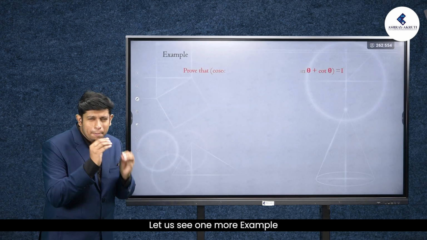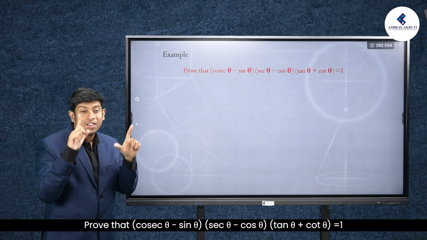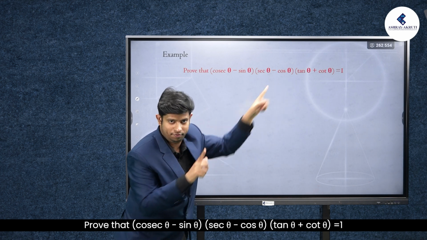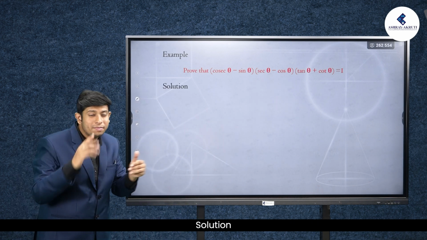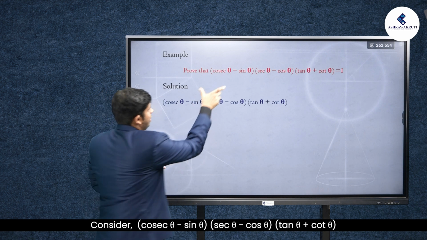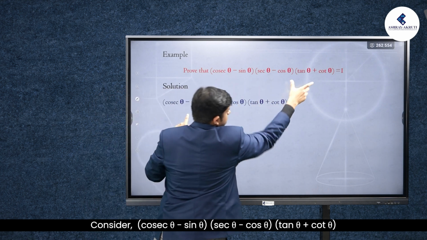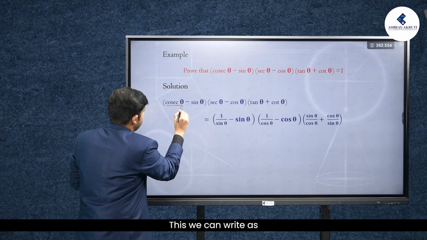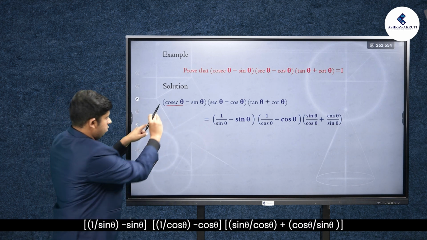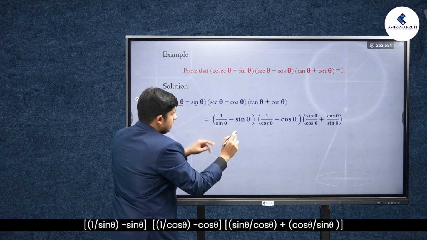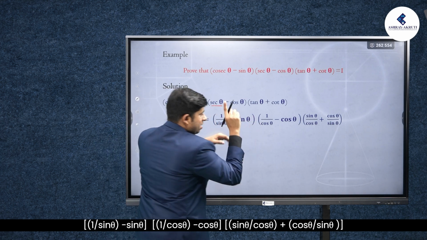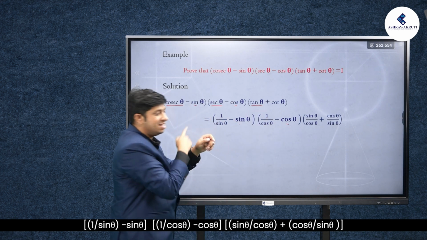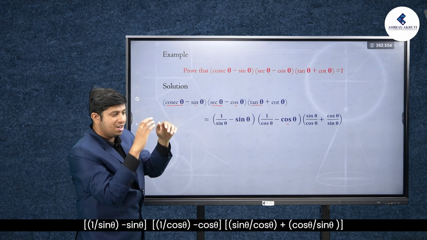Let us see one more example. Prove that (cosecant theta minus sin theta) into (secant theta minus cos theta) into (tan theta plus cot theta) is equal to 1. Solution. Consider (cosecant theta minus sin theta) into (secant theta minus cos theta) into (tan theta plus cot theta). This we can write as (1 by sin theta minus sin theta) into (1 by cos theta minus cos theta) into (sin theta by cos theta plus cos theta by sin theta).